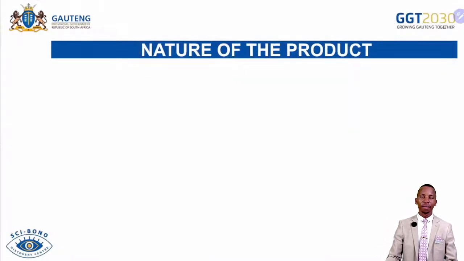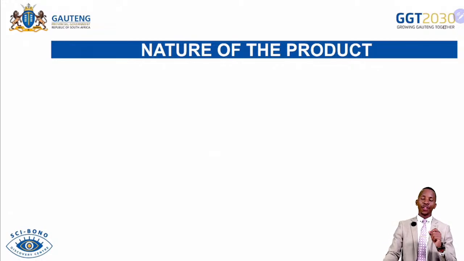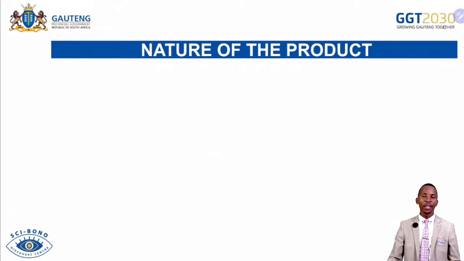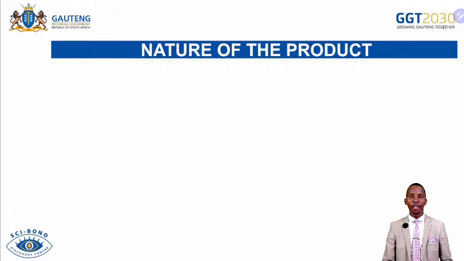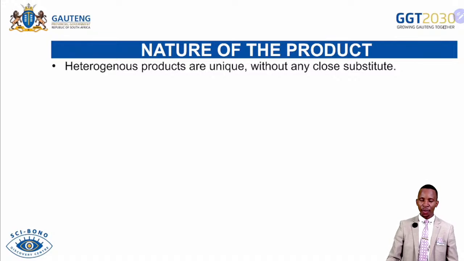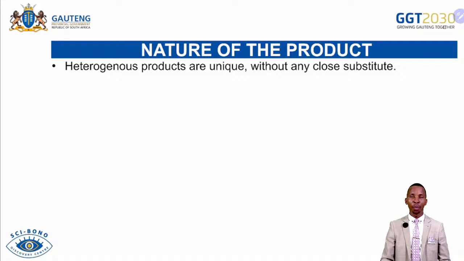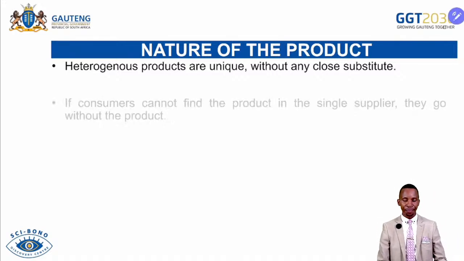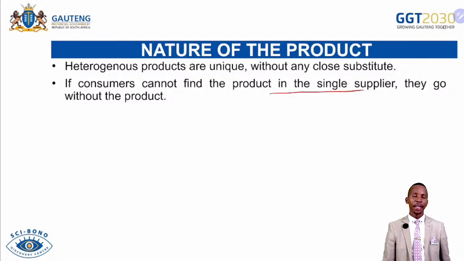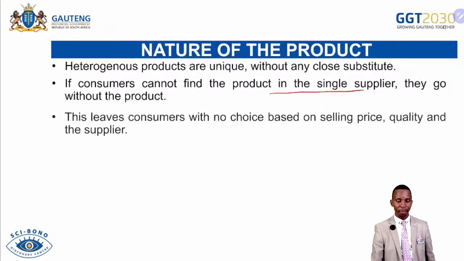Nature of products. What kind of products are produced by monopolies? These products are believed to be unique, or heterogeneous. They are not similar to any other product and don't have any perfect substitute within the economy. Heterogeneous products are unique without any close substitute. They cannot be replaced or substituted because they are unique. If consumers cannot find the product from the single supplier, they go without it, because there is only one supplier of the unique product in the market.